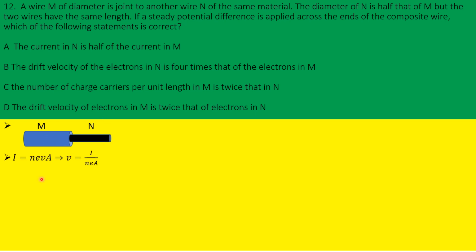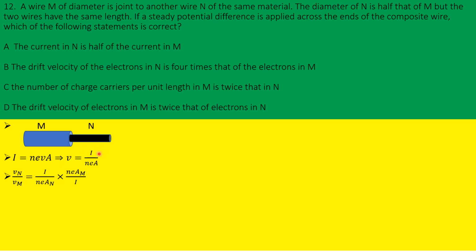So we actually have the current expression I equals nAeV, right? n here is the charge density in the wire, e is the charge on the electron, V is the drift velocity, and A is the area. So if you get the drift velocity, we have that. So we get the ratio of their drift velocities.